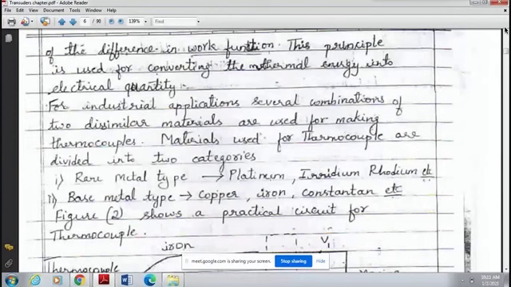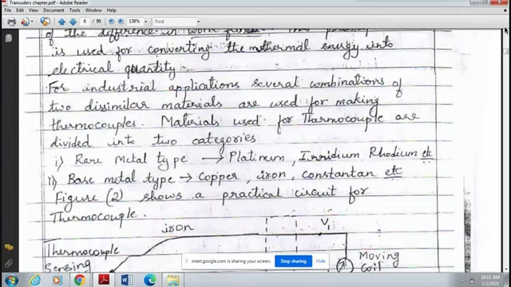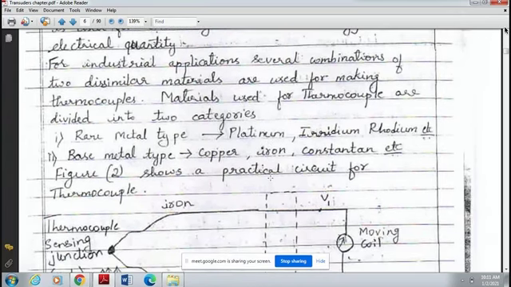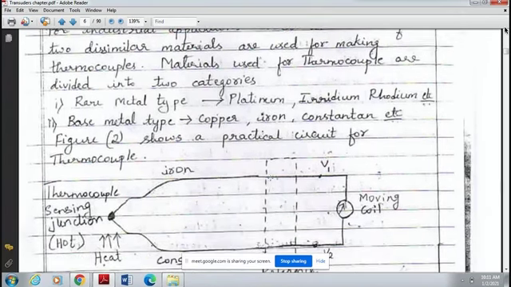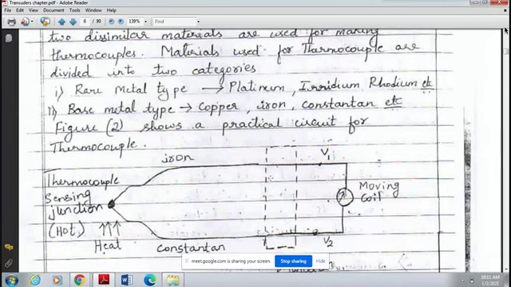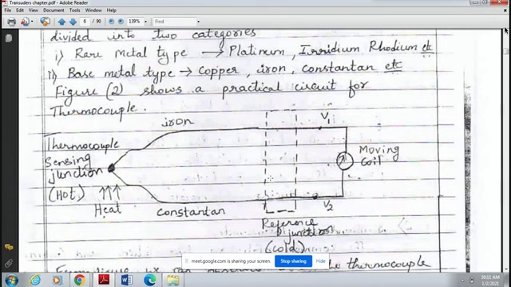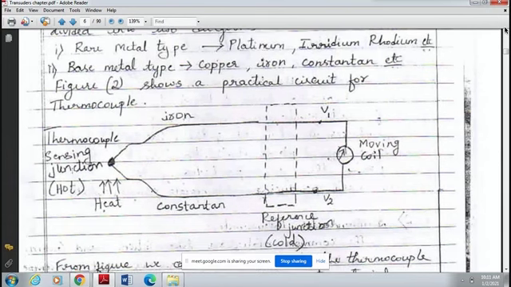For industrial purpose applications, several combinations of two dissimilar metals are used for making thermocouples. Materials which can be used are these. One is rare metal and another one is base metals. There will be two metals which have to be considered here. Here you can look into the diagram. This is the hot junction, the thermocouple sensing junction, and we consider this as the cold junction, the reference junction.